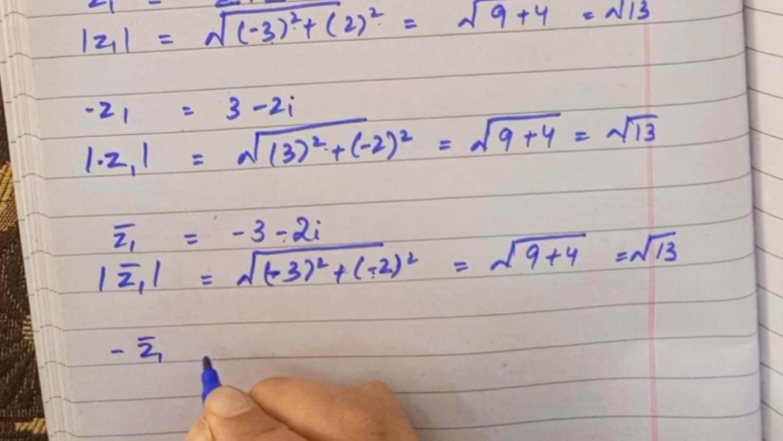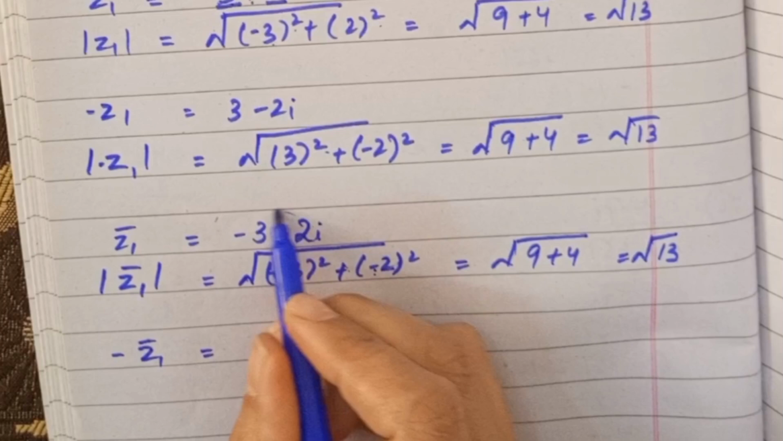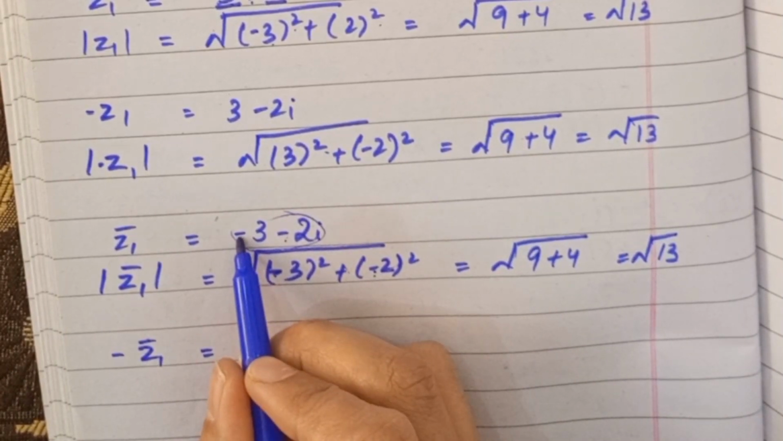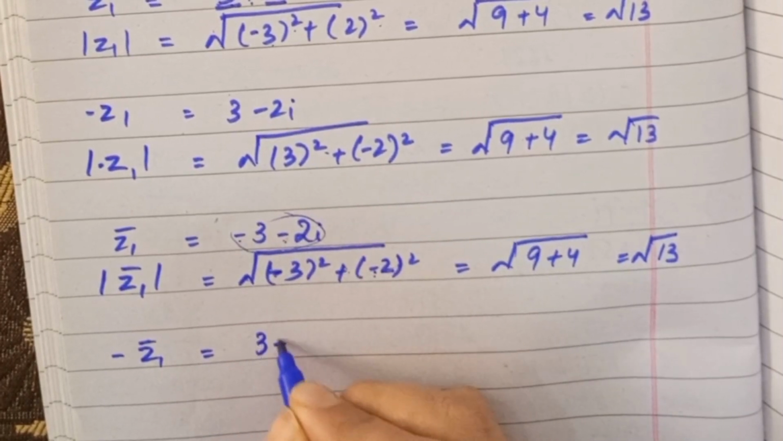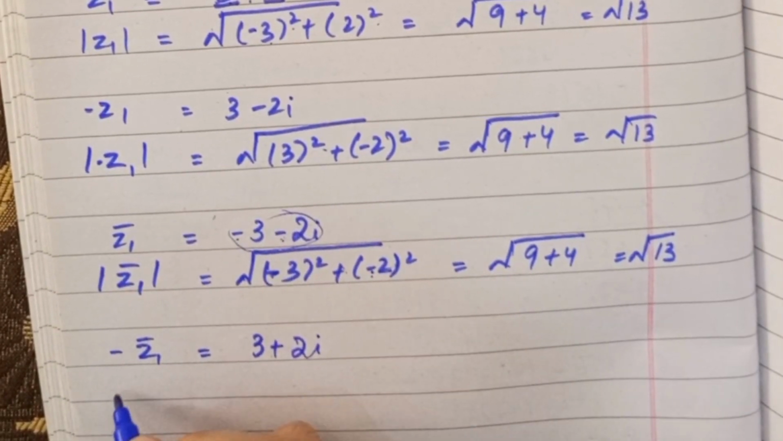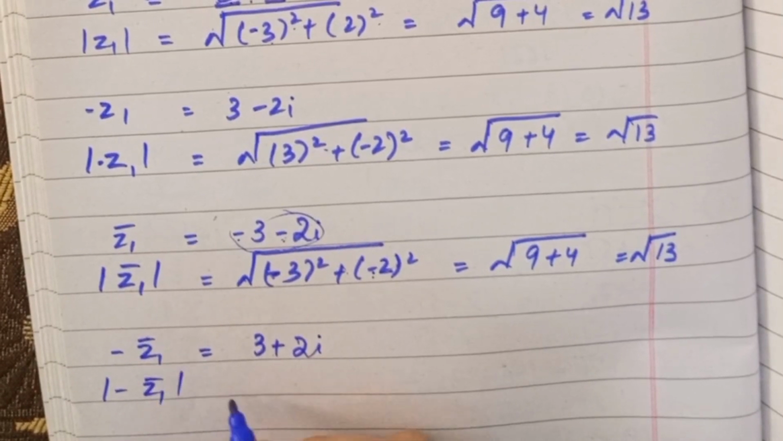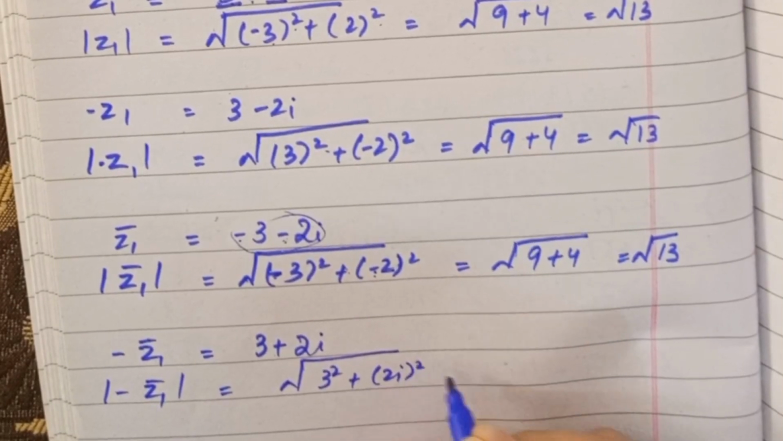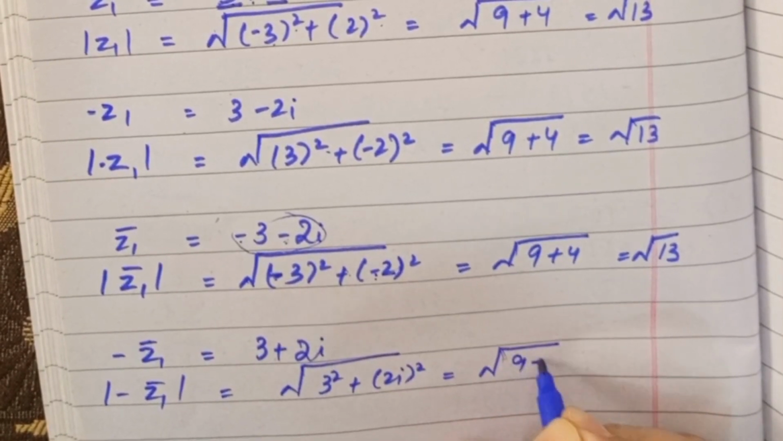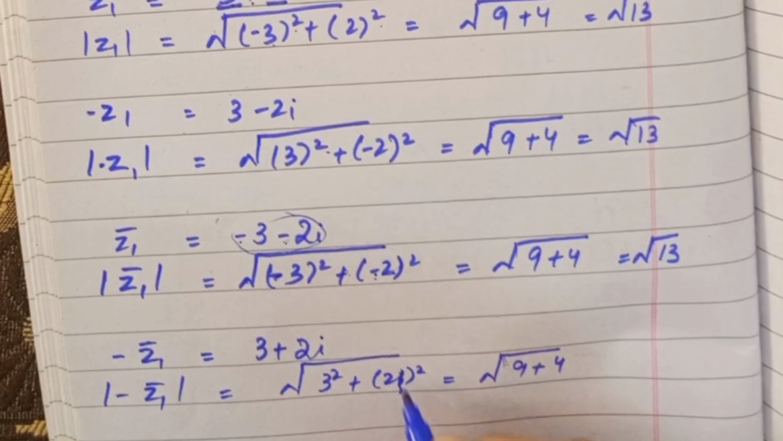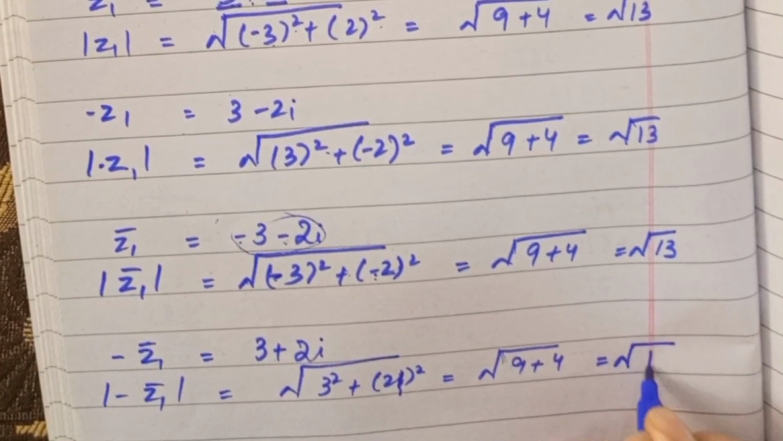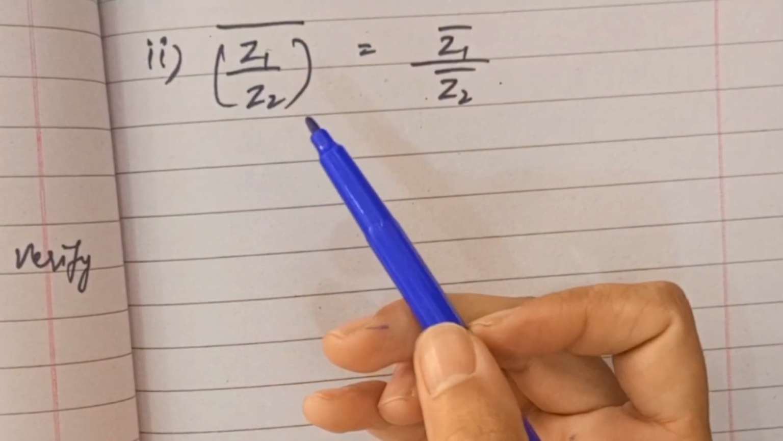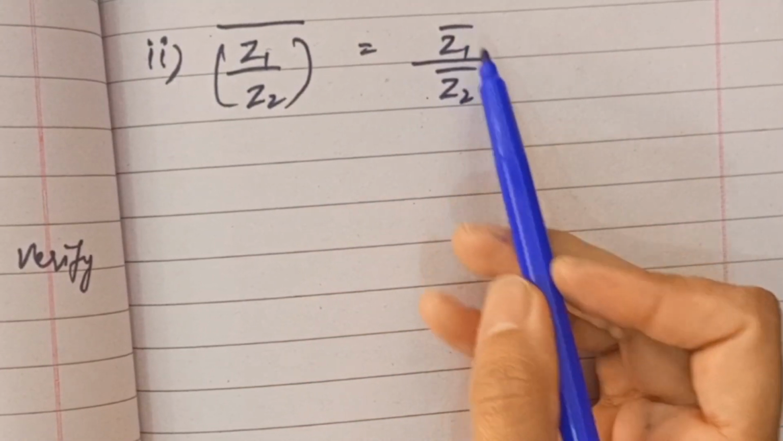Now minus Z1 conjugate. What is Z1 conjugate? This one is Z1 conjugate. We will multiply it with minus. Minus minus is plus. Minus minus is plus. So this is again 3 plus 2 iota. And our answer is, sorry, there is no iota here. Our answer is 13.